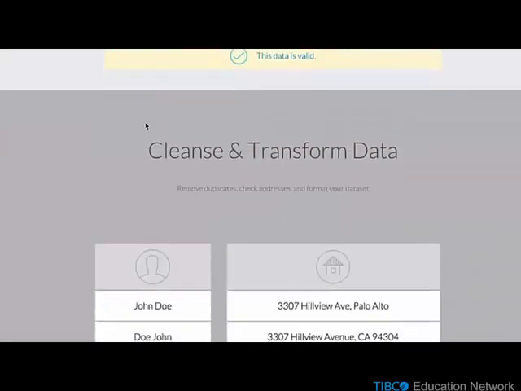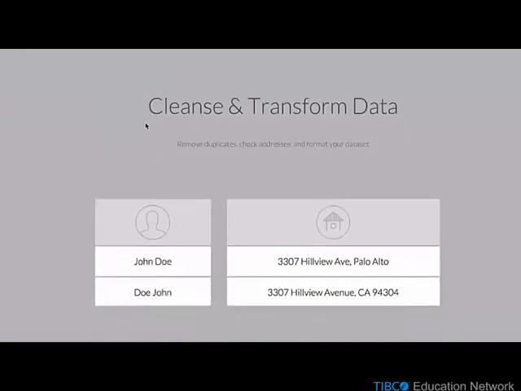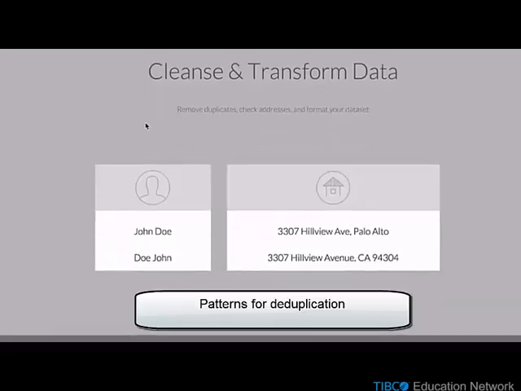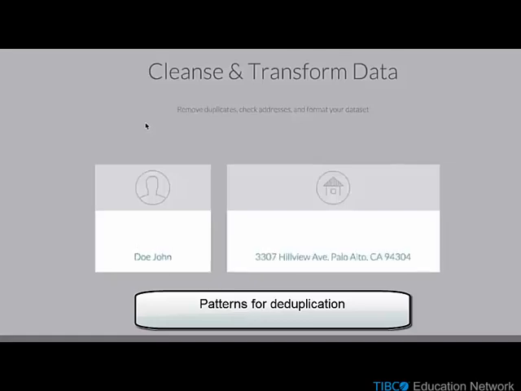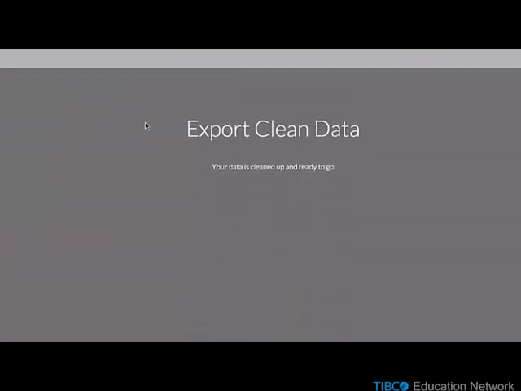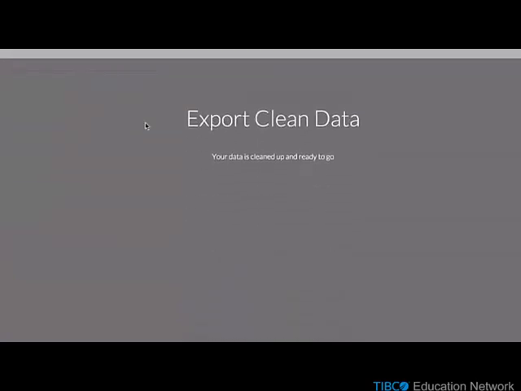Clarity uses Pattern Server as the deduplication engine, which can not only find identical records, but also similar records even in different columns. Clarity can help you standardize your data. It can also help you identify typos and recover missing information in your data. Clarity also supports GREL functions for advanced users. You can use them for much more complex use cases. Once done, you can export the clean data.